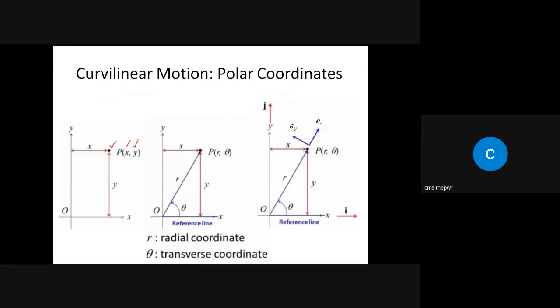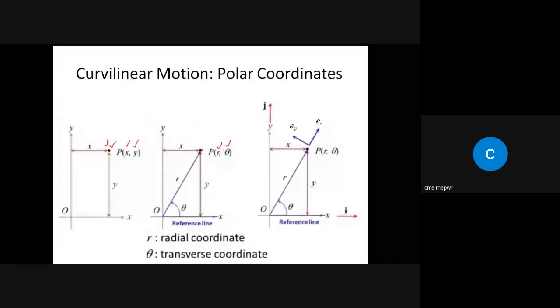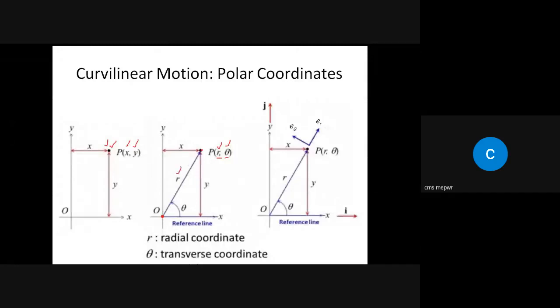Now the same position can also be defined by using another coordinate system, which is known as the polar coordinate system. But in that case, instead of x, y, we will need two other variables, r and theta. What is r? r is basically the direct distance of the particle from the origin, this one, right? And in the polar coordinate system, we have an origin and a reference line.